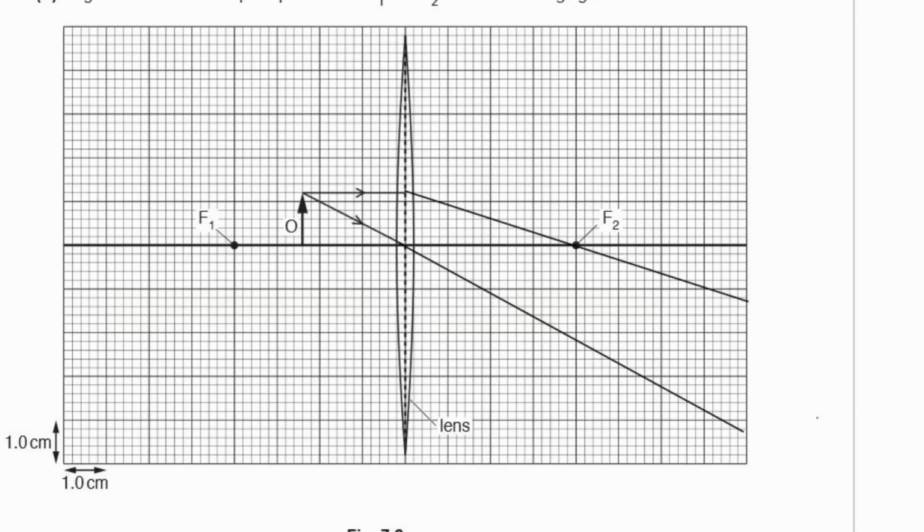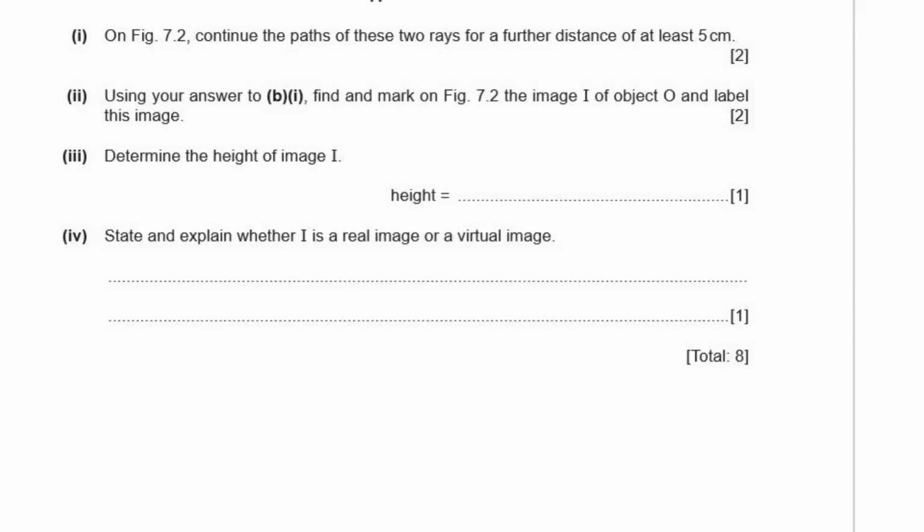There we are. That's those two lines drawn. Let's see what the next question is. 2. Use your answer to 1, the one we just did. Find and mark on figure 7.2 the image I of the object O and label this image.